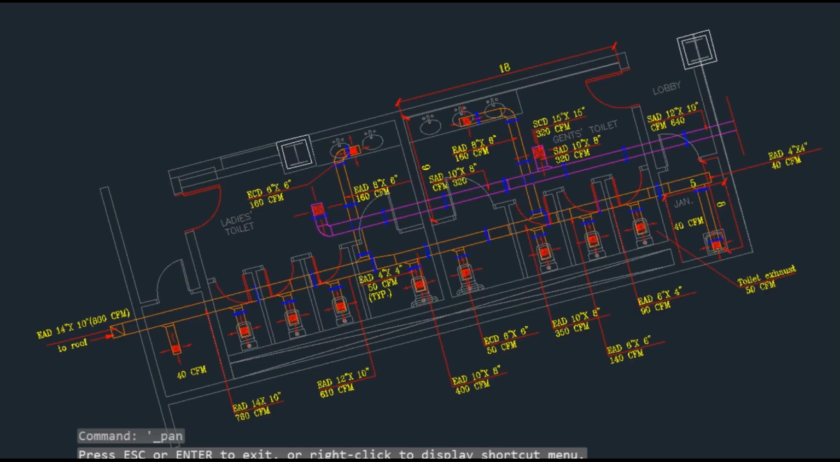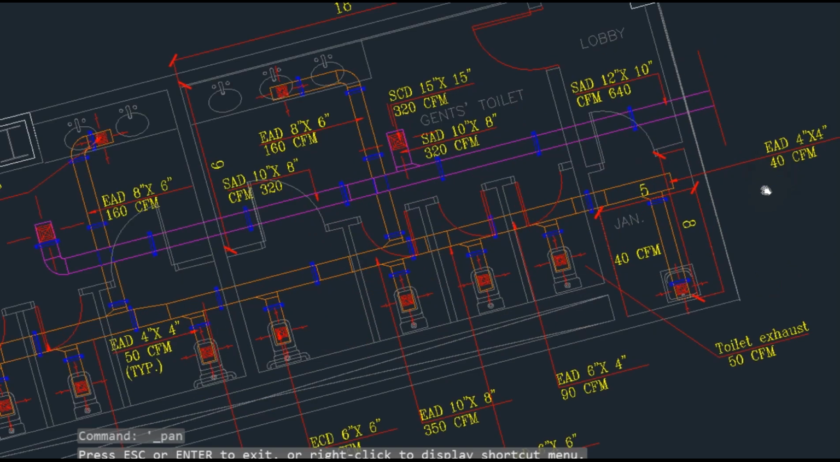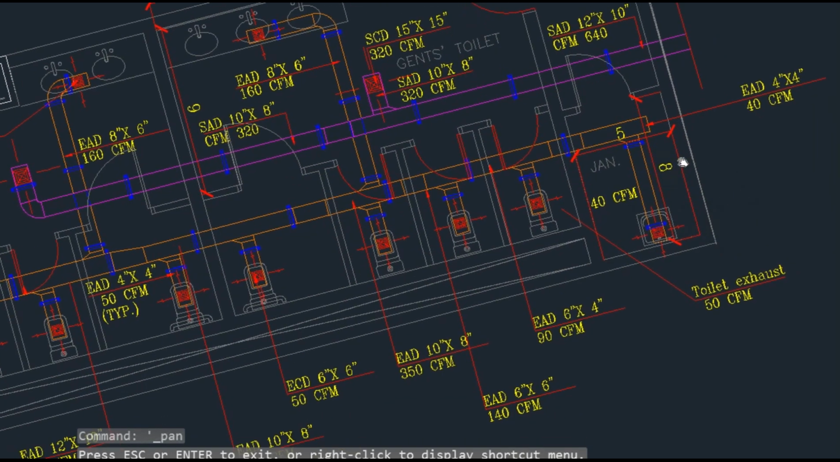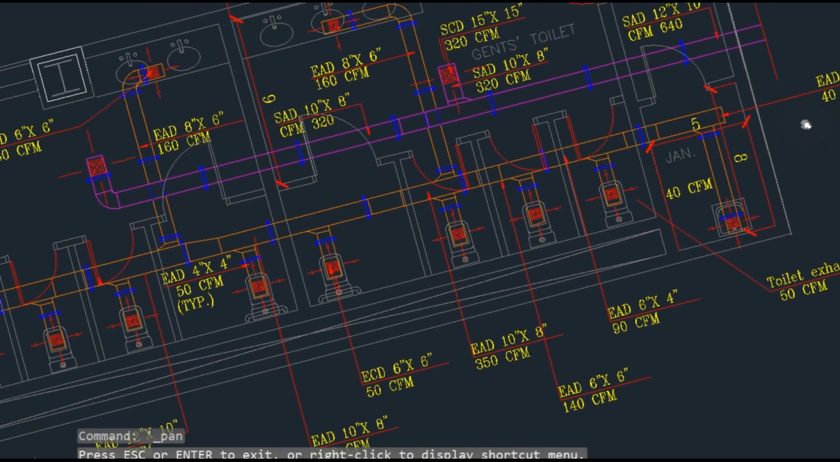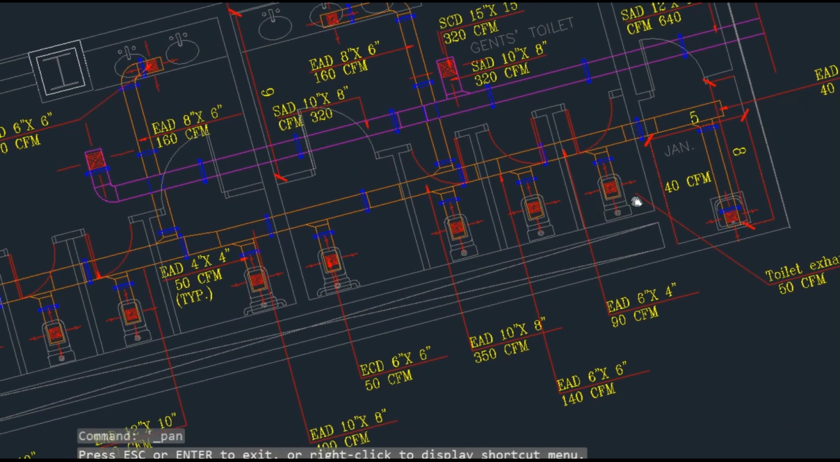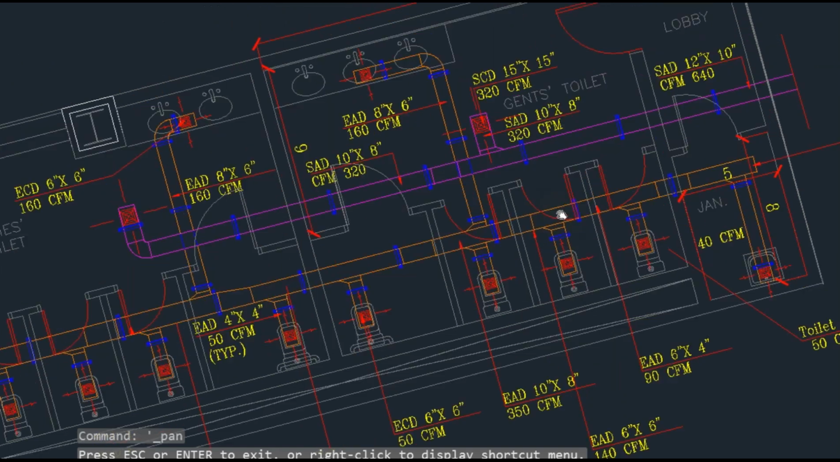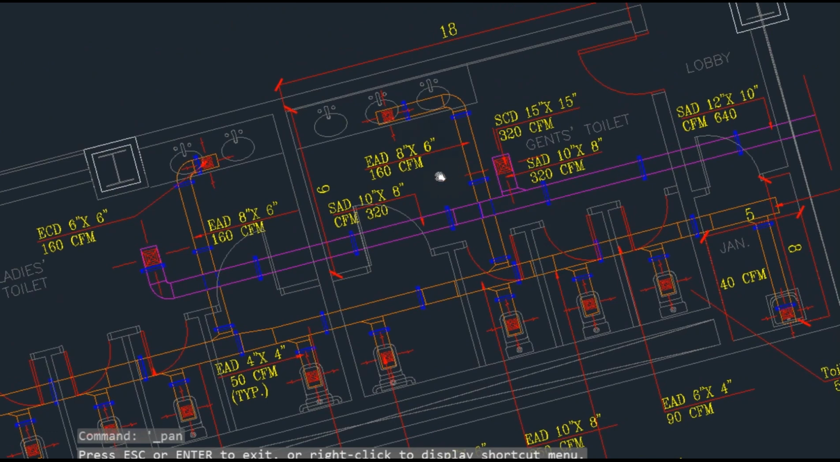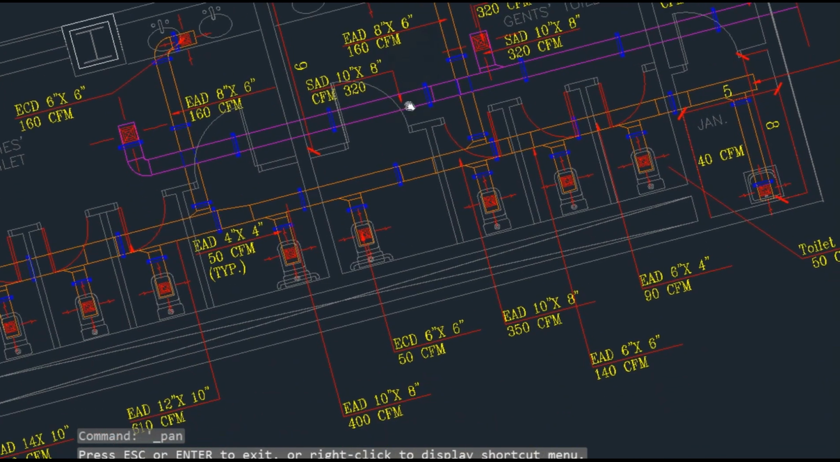Now we will update these sizes in this drawing. For the generator, 40 CFM, so the exhaust air duct size is 4 by 4 inch for 40 CFM. Then after this we add one toilet, 50 CFM, and for 90 CFM the size is 6 by 4 inch. Then for 140 CFM, 6 by 6 inch exhaust air duct size. We have one branch from passing area, 160 CFM, duct size will be 8 by 6 inch.